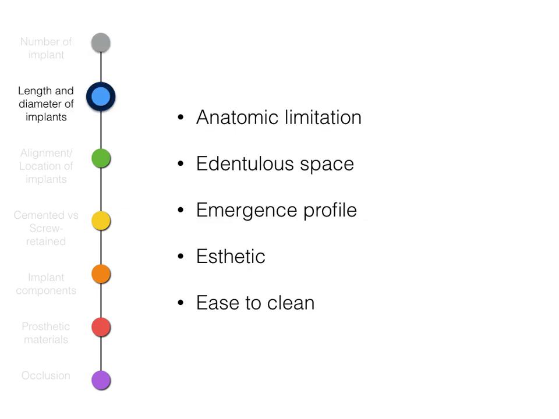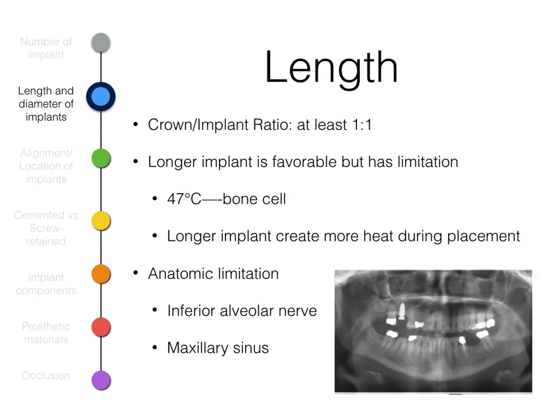When we talk about the length or diameter of the implants, actually they were related to those 5 different factors, which will be discussed in the following slides. When we talk about the length and diameter of the implants, the first is to know the crown implant ratios. The ideal is at least 1:1 by the crown implant ratios, just like a natural tooth to the root.